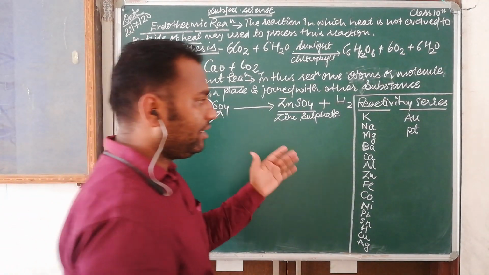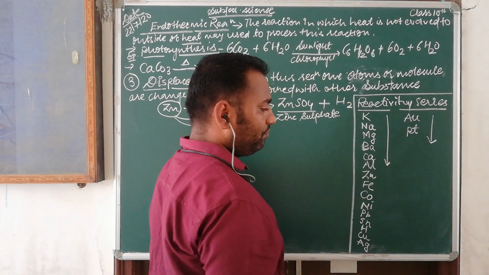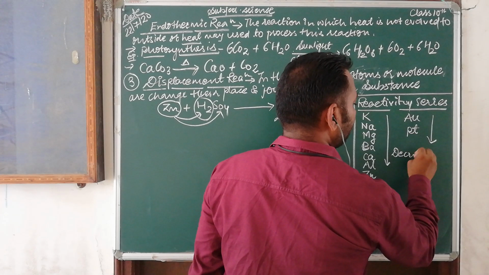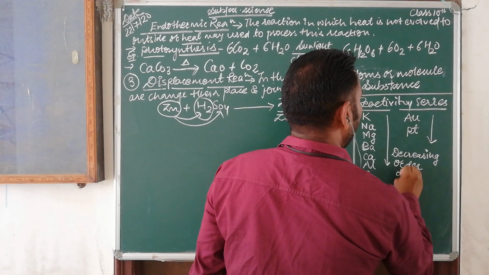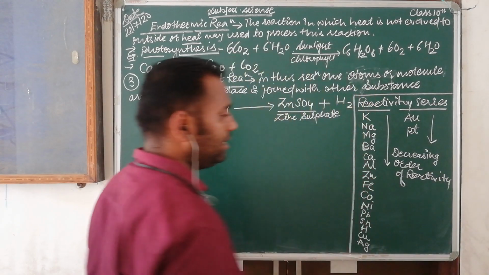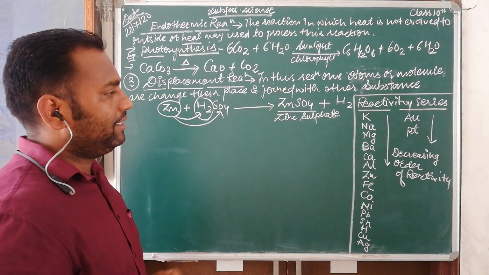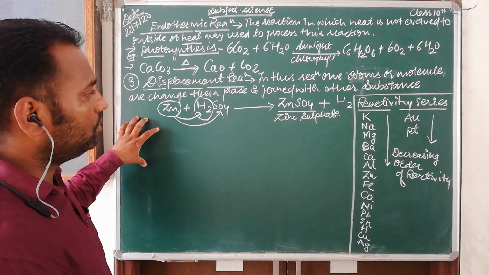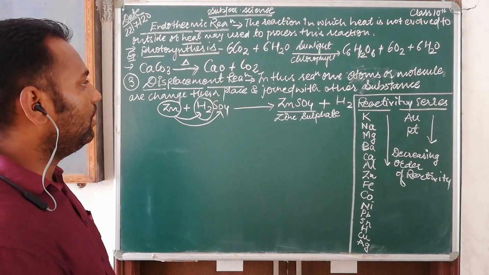This is the decreasing order of reactivity. This is the main important thing for us. First you have to write it. Again, I am telling you to also write 2 or 3 more examples.